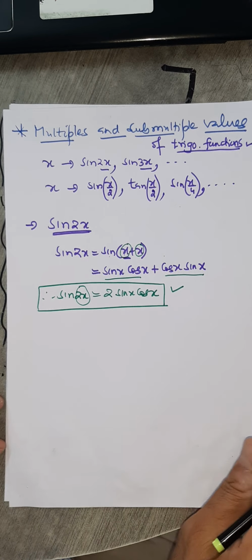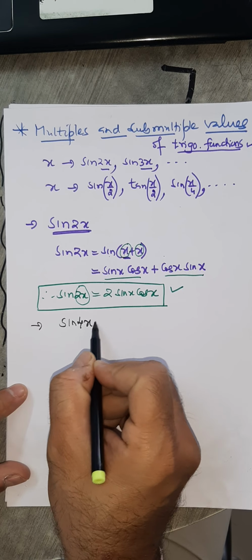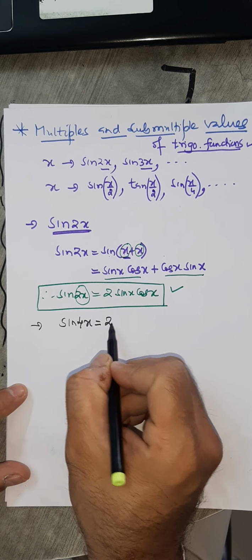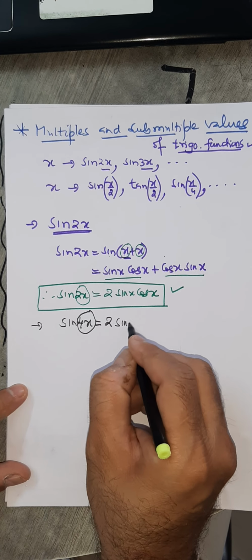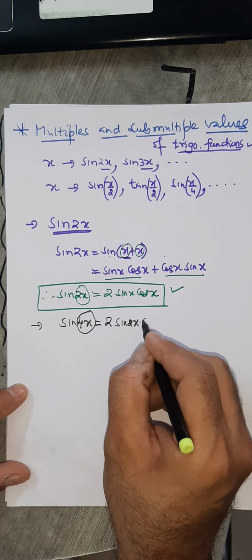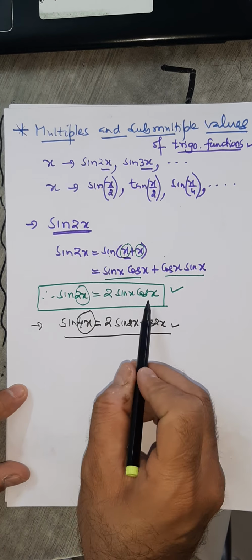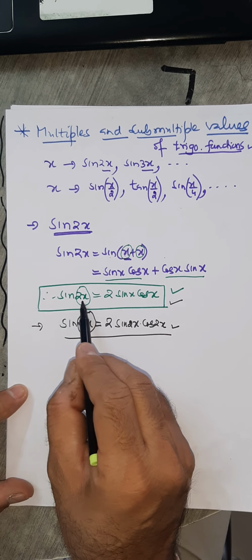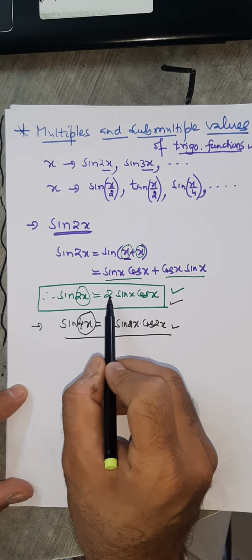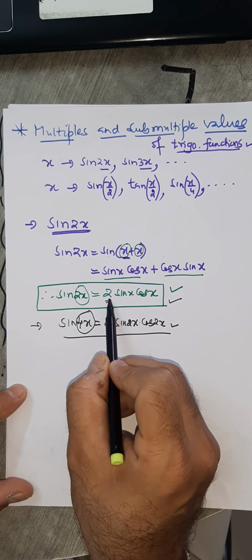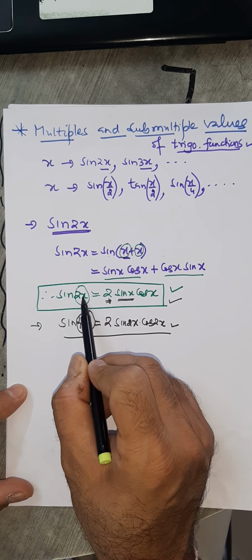If I want to write the formula for sine 4x, I can write like this. Sine 4x will be 2 is there, and then half of this angle. What's half of this? That is 2x. So sine 2x into cosine 2x. This way we can use. The fundamental formula is this, remember: sine 2x equals 2 sine x cos x. 2 is always there, and you have half of this angle. This x is half of 2x.